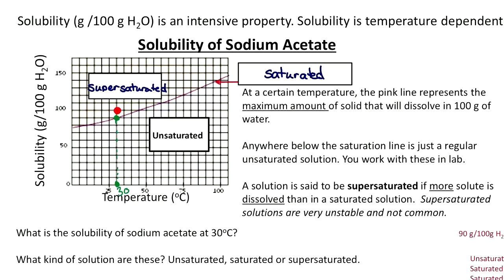I looked at the 30-degree mark, cast it over and see, okay, what is that, around 90. All right, 90. So that means 90 grams of the solid can dissolve in 100 grams of water. So the solubility of sodium acetate is 90 grams of solid in 100 grams of water. And so that's a concentration unit. All right? That's the maximum that water can hold.